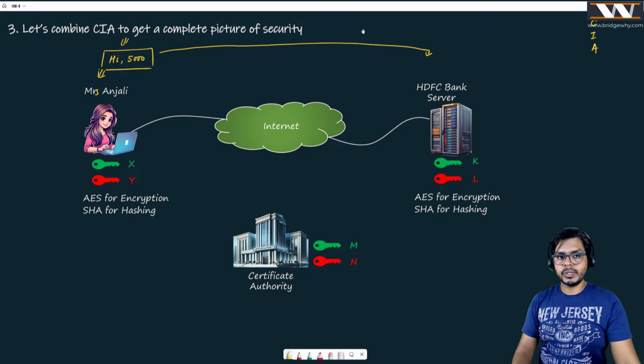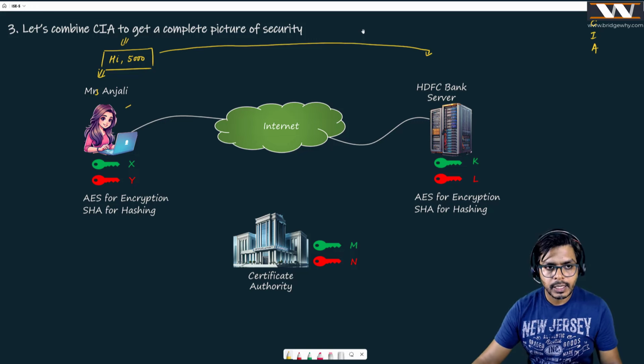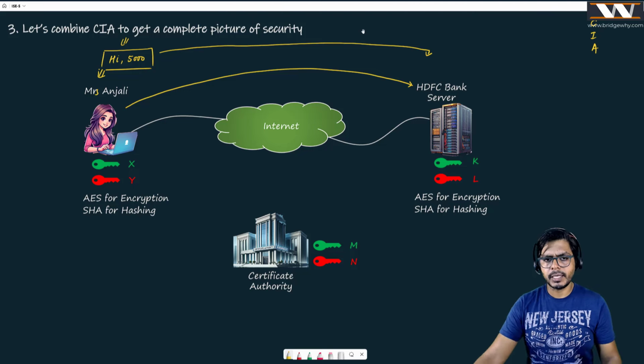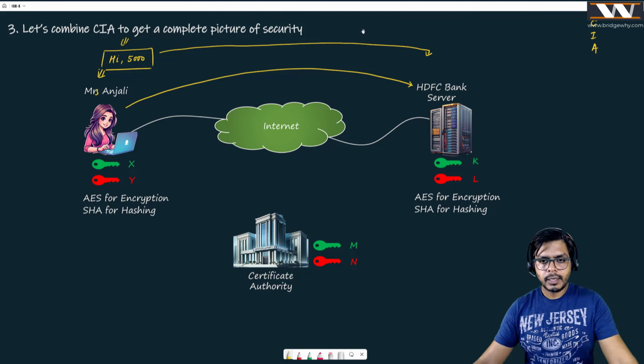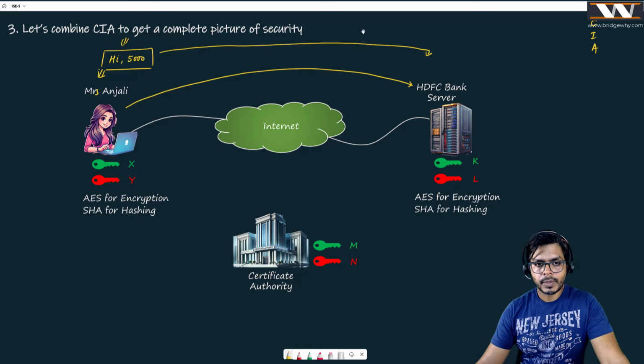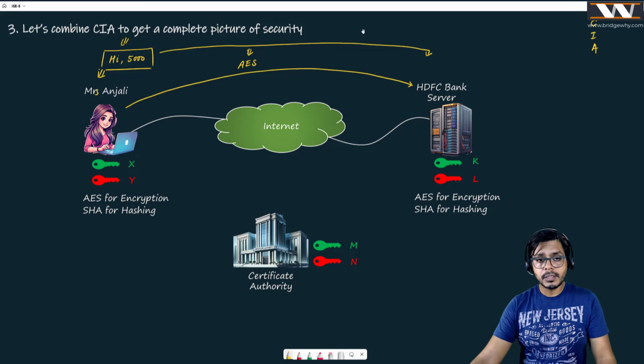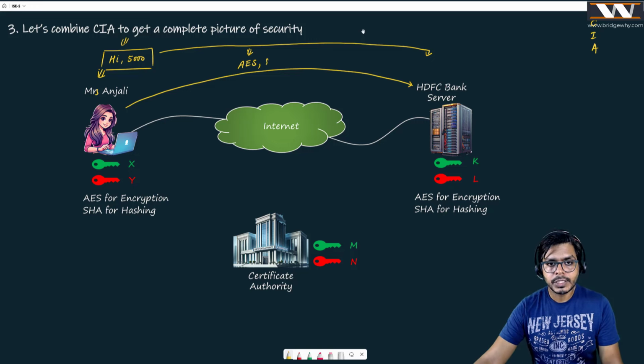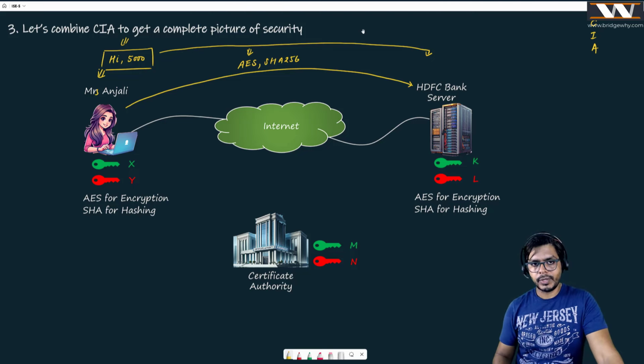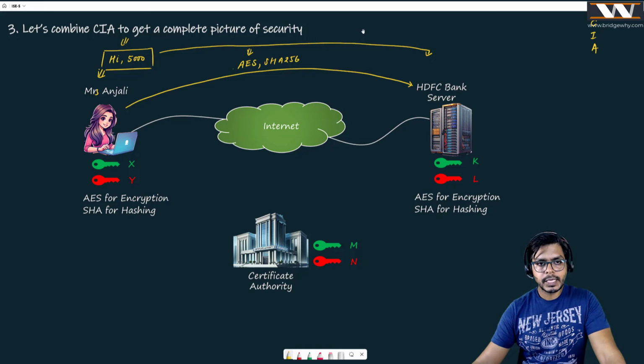So what is Anjali actually doing? Anjali is sending a simple message to HDFC Bank. This is in plain text. Anjali is saying, Mr. HDFC Bank server, I will be using the Advanced Encryption Standard algorithm to encrypt my messages. And by the way, AES is your symmetric encryption, right? Anjali is going to say, I will be using SHA-256 for message integrity. Are you ready to communicate with me? And of course, I will be using RSA to generate my private and public keys.